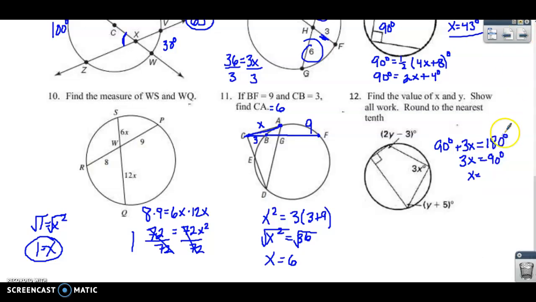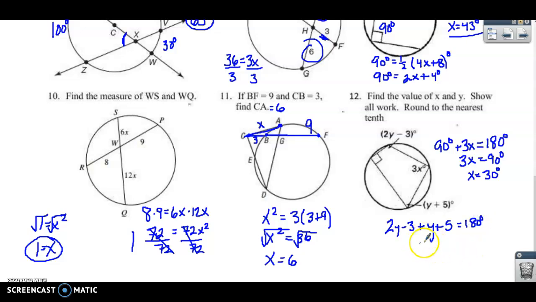We'll go ahead and get rid of this for a second. So 30 degrees. So now let's look at y. Those two angles will add up to 180 degrees. You can think about it this way too: they're both inscribed angles, and so the sum of these two inscribed angles would be half the complete circle, which would be 180 degrees. So 2y minus 3 plus y plus 5 equals 180.